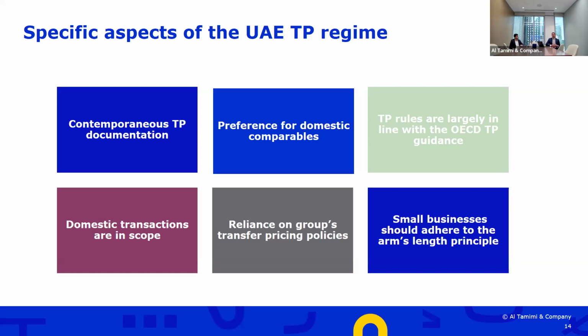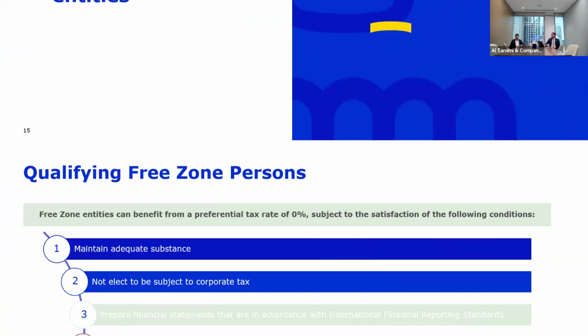And the other point is on the reliance on transfer pricing policies. The TP guide allows taxpayers to use transfer pricing policies that are prepared at the global level. However, they need to ensure that this transfer pricing policy is actually localized. You use local comparables if needed, and they need to see if it's truly in line with the local requirements. So next slide, please.